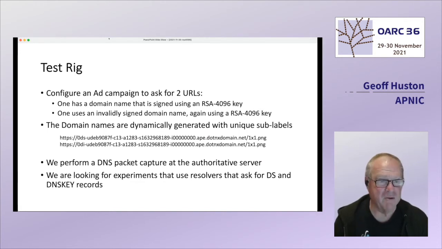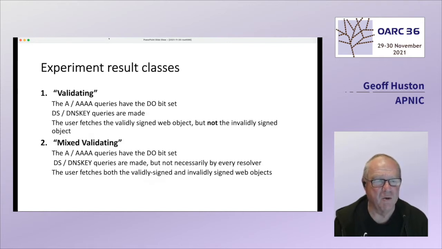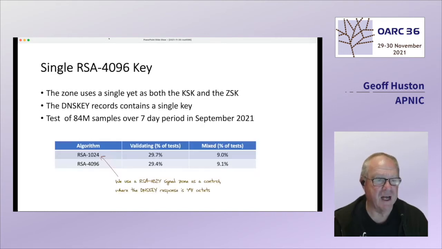Our test rig, I've been through this many times before. It's an ad. We do around 12 million samples a day. We sort folk into 2 classes. Either they're validating, in which case we see all the right queries, they fetch a validly signed object, and they do not fetch an invalidly signed object because the DNS is basically not answering it. And there's a mixed validating class where they do all the right queries, but when they get back a DNS validation failure, a SERVFAIL from their recursive resolver, they just go and ask another resolver that doesn't validate, and they get the answer and go and fetch the invalidly signed. About 27% of users validate, around 10% of users are mixed validators.